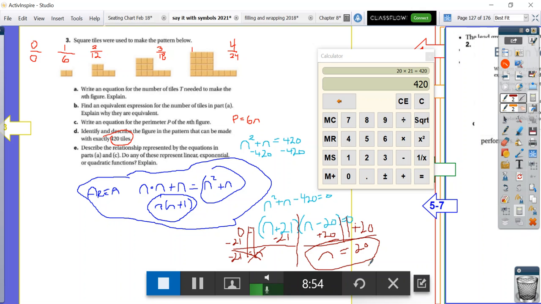Finally, question E. Describe the relationship represented by the equations in part A and C. Do any of these represent linear, exponential, or quadratic functions? And explain. Well, we already kind of have explained it, but clearly question A talks about area, which is a squared situation. Problems or functions that have a squared in it are going to be quadratic. In question C, we have a linear relationship because this is written in y equals mx plus b form, where b is 0. That is linear.